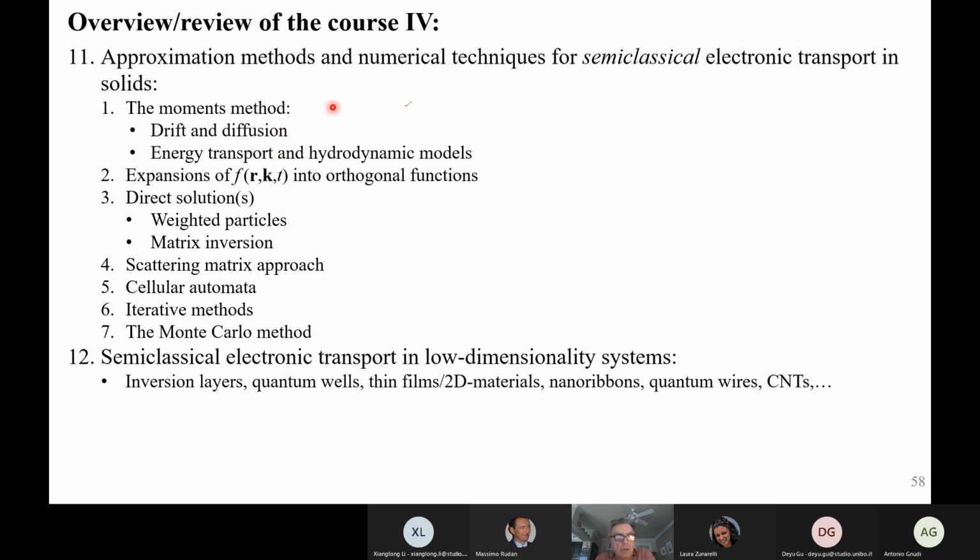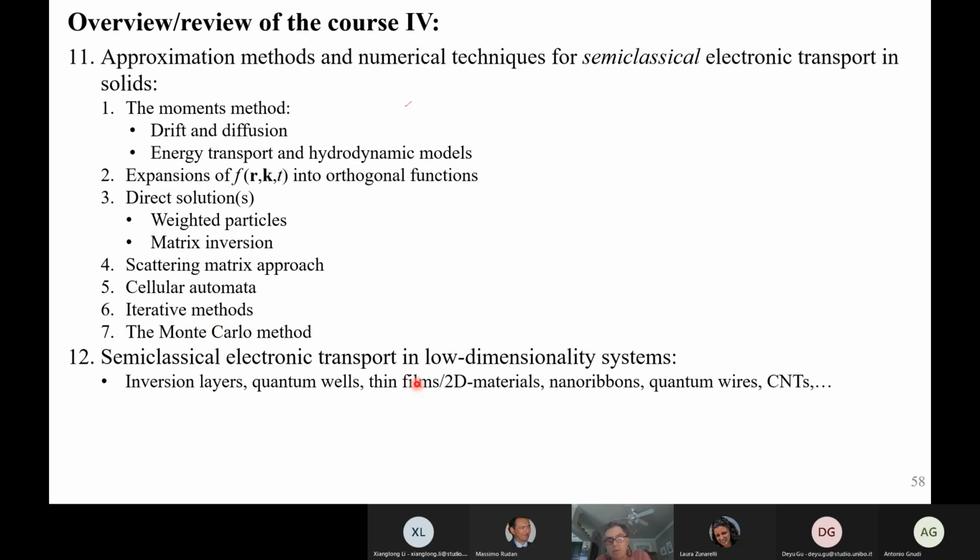And finally, we looked at approximation methods to solve semi-classical transport, looking at the moments method, with diffusion, hydrodynamic energy transport, expansion into orthogonal functions. We looked at direct solutions, the weighted particle method, matrix inversions, and then we looked at the scattering matrix approach that Mark Lundstrom devised a couple of decades ago, maybe a little bit more, cellular automata, iterative methods to solve the Boltzmann equation in its integral Chambers form, and then the Monte Carlo method.